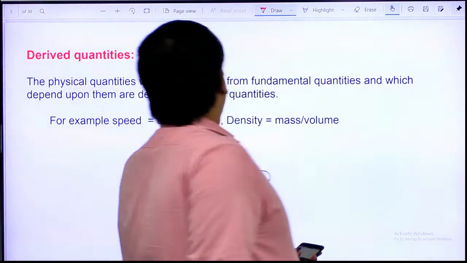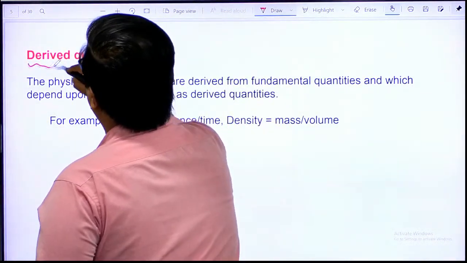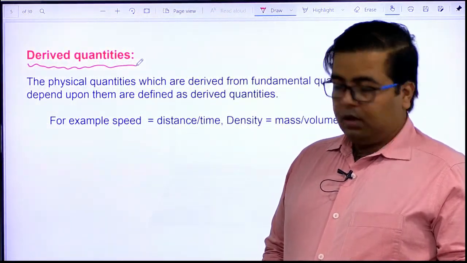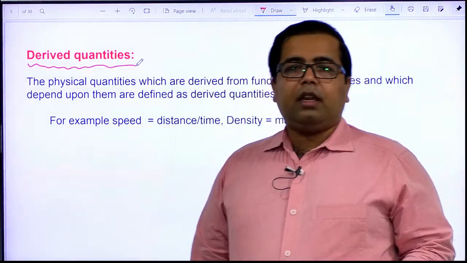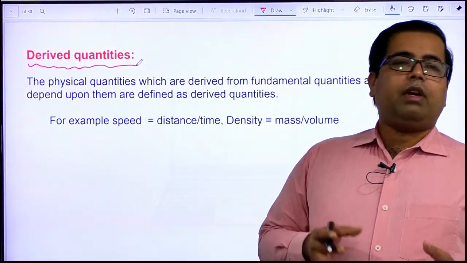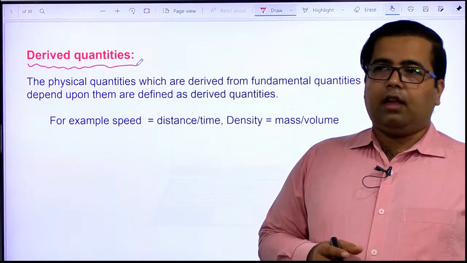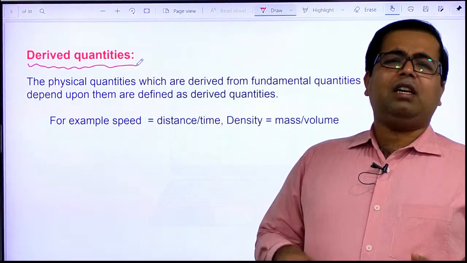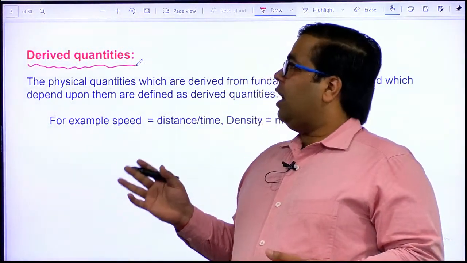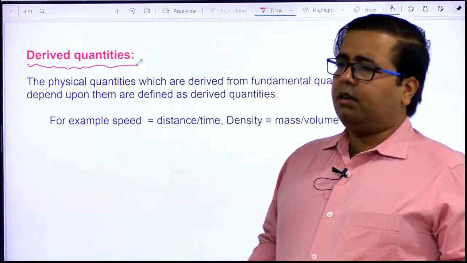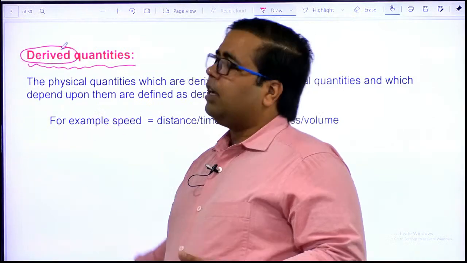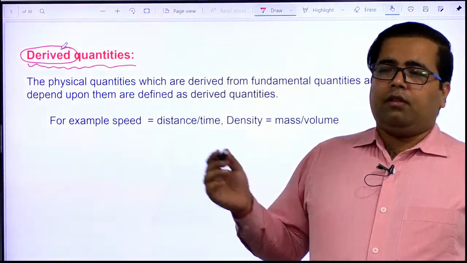Okay, let's start with the derived quantities. What is a derived quantity? Derived physical quantities are derived using fundamental physical quantities. They are completely dependent on the choice of fundamental quantity we choose. That is why they are named derived quantities, meaning derived from fundamental quantities.